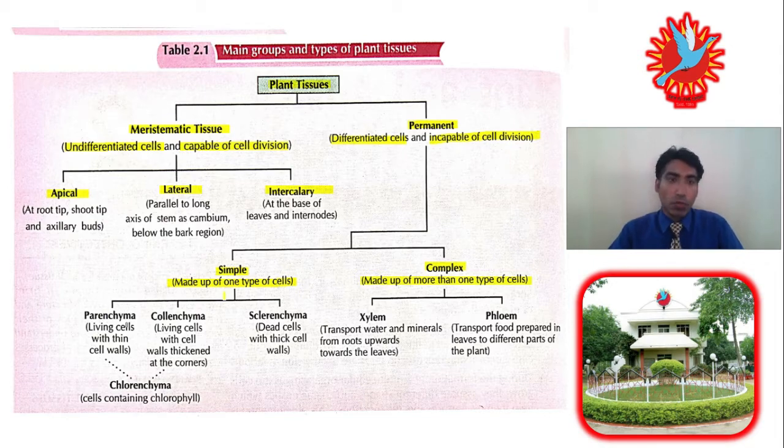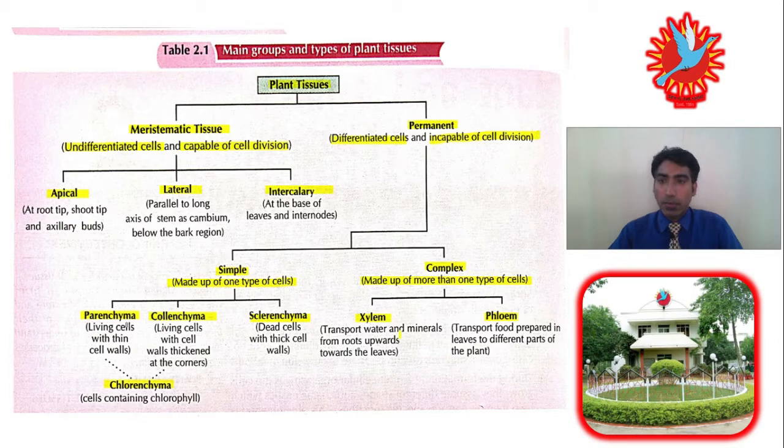So simple permanent tissue, on the basis of their structure as well as function, can be categorized as parenchyma, collenchyma, sclerenchyma or chlorenchyma. We will discuss each of these kinds of simple permanent plant tissue in detail in this video. On the other hand, complex tissues can be only of two types, xylem as well as phloem. You are well aware of the function of xylem and phloem.